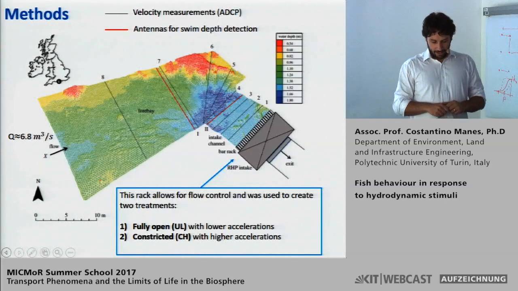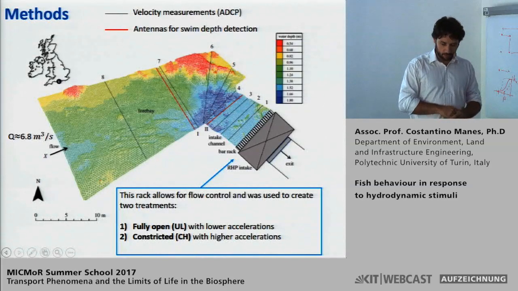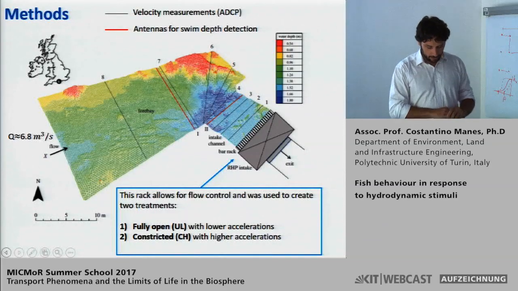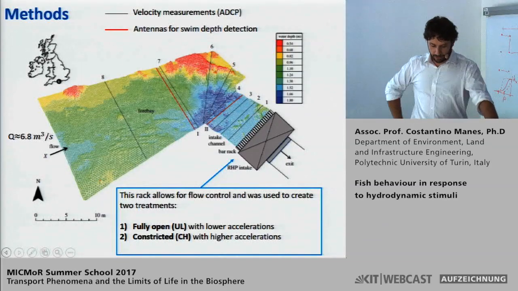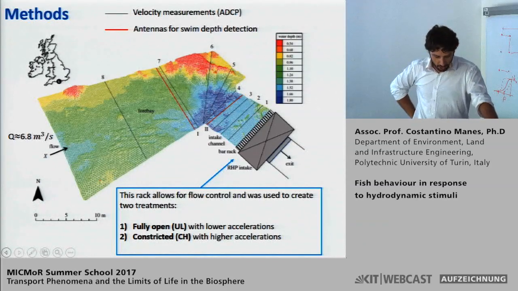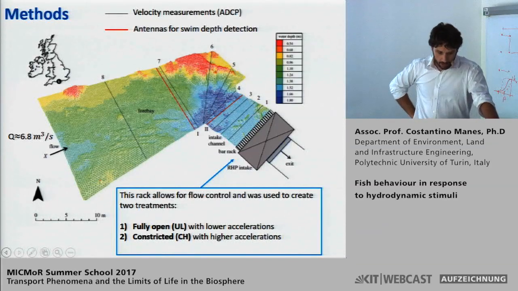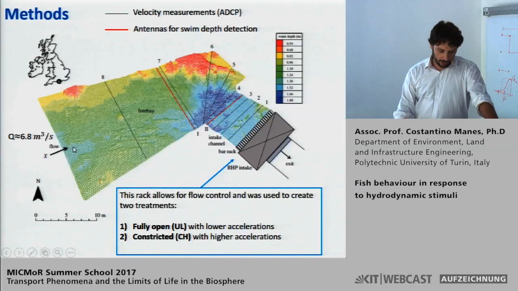Okay, I was saying, in an attempt to understand how eels react to hydrodynamic stimuli, we decided to carry out some field experiments in a very, very special place. This is a channel located in southern England. The flow direction here is from left to right.